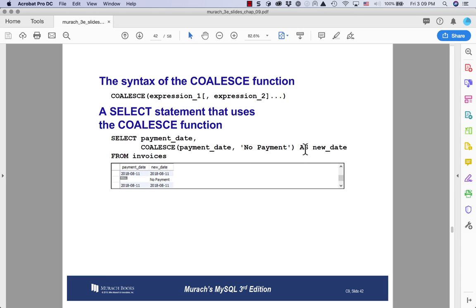I don't know exactly what the circumstances of that would be. And again, with the facts that we have here, there's really no difference in the functionality that we get from if null and coalesce.